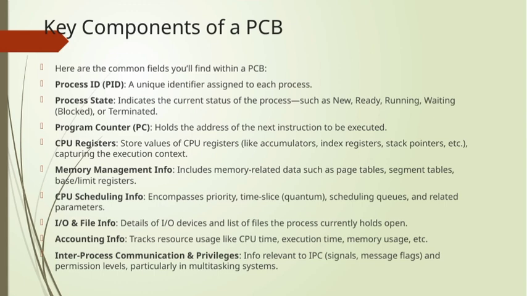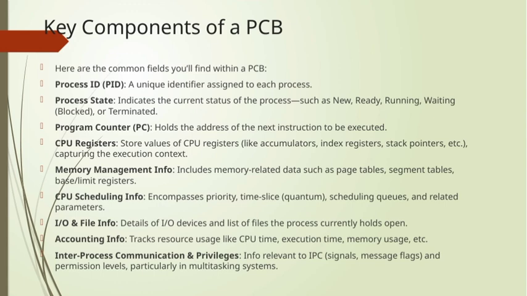Then, there's the CPU scheduling info, which contains details like priority levels, time slices or quanta, and scheduling queues. These parameters are vital for determining how the CPU allocates time to different processes. We also need to consider the I/O and file info, which details the I/O devices associated with the process and the list of files it currently holds open. This helps the OS manage resources effectively.